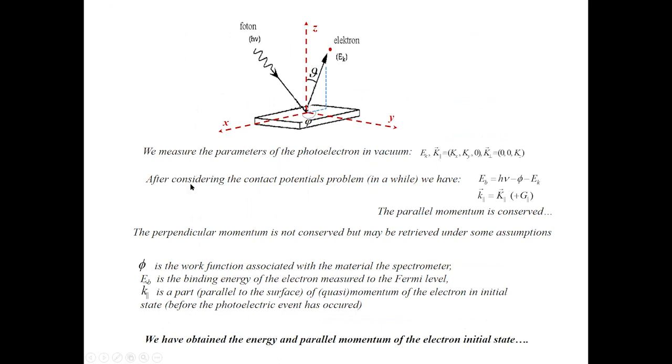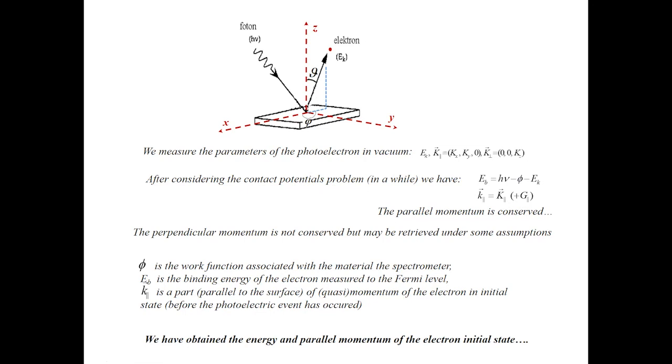And after considering the contact potential problem, we can write the binding energy and these conservation rules here. The binding energy is photon energy minus phi, which is the work function, minus the kinetic energy of the electron. And for parallel momentum, we may say the parallel momentum is conserved. This is actually an assumption of a flat potential surface.